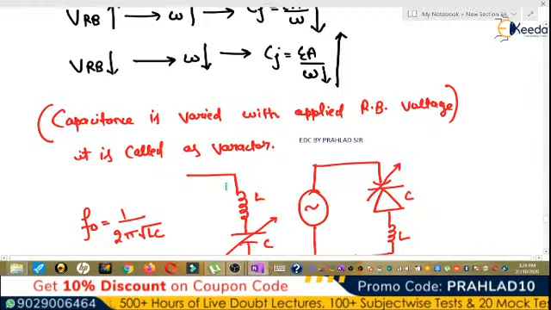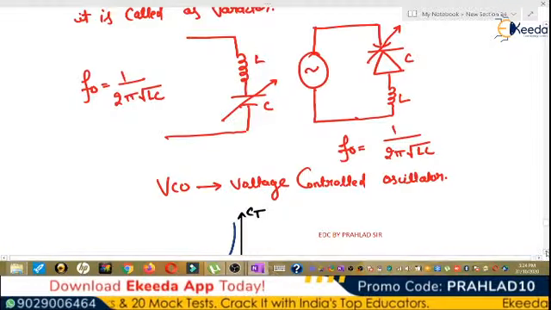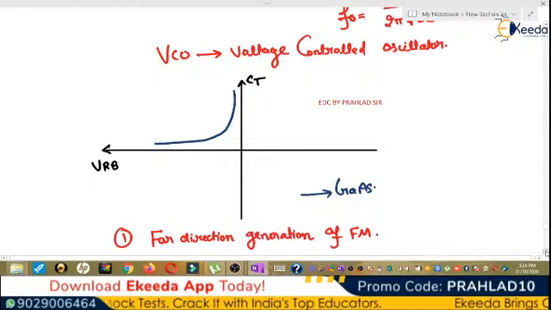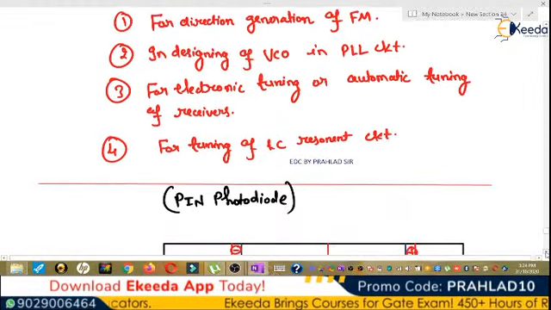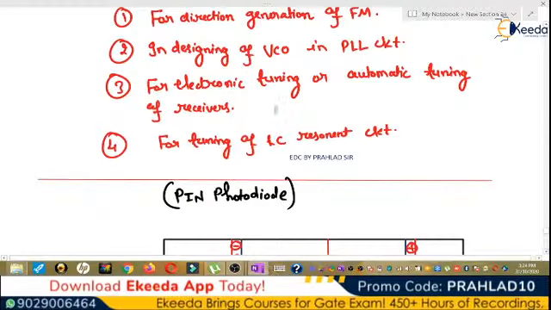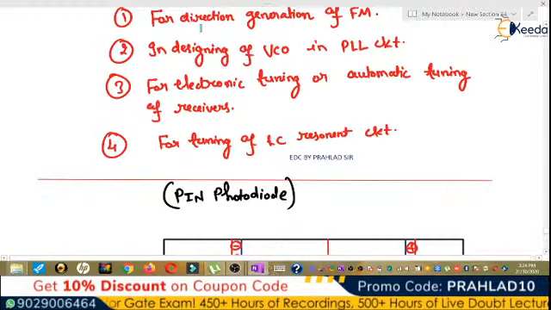So varactor is used in various places where we have to use VCO. VCO is a voltage controlled oscillator, so varactor can be used here. So it is used for direct generation of FM wave, in designing of VCO in PLL circuit, in electronic tuning or automatic tuning of receivers, and for tuning of LC resonant circuits. So in these places the varactor diode is used.